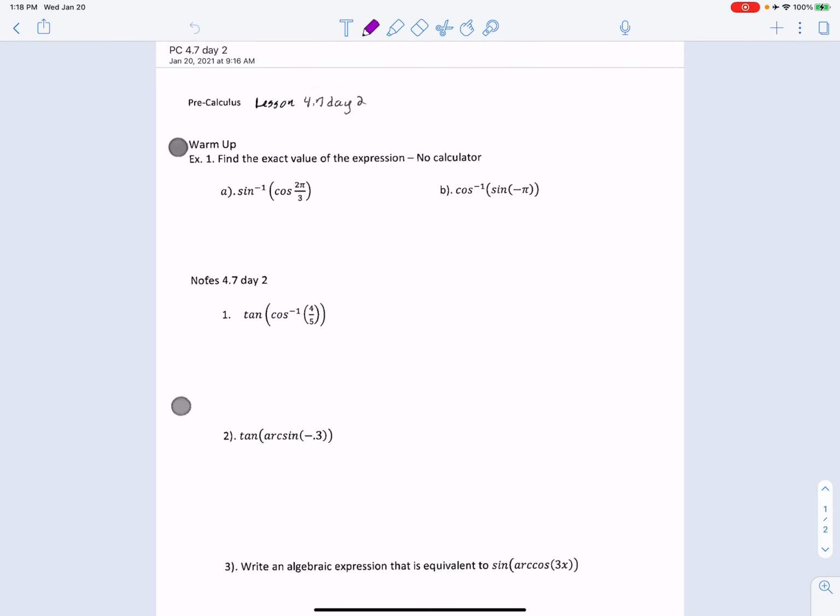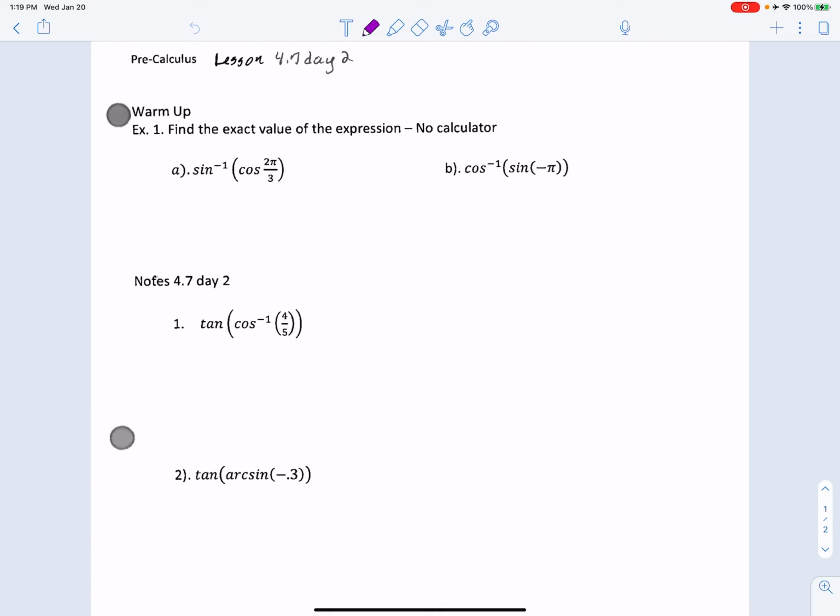Pre-calculus 4.7 day 2. So we have a warm-up here for you to practice the inverse functions, make sure your angles are in the zone. So I would suggest just pausing and working through these, and then when you get done with them, checking. Let's see how you did.